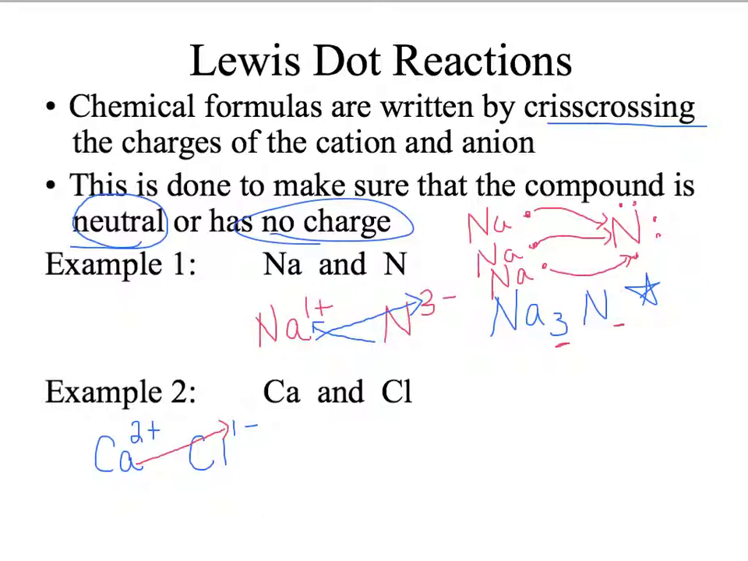So if I crisscross these charges, my formula is going to be Ca is 1, Cl is 2. So that tells me when I draw my picture, I'm going to have 1 calcium and 2 chlorine. So when I draw this, I'm going to have a calcium, a chlorine, and a chlorine. And then I go back for my picture and I look at how many valence electrons these have. Calcium is in group 2. It has 2 valence. The chlorine atoms are in group 17, so that means they each have 7 valence.